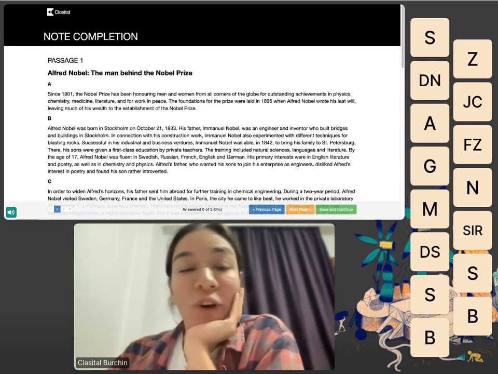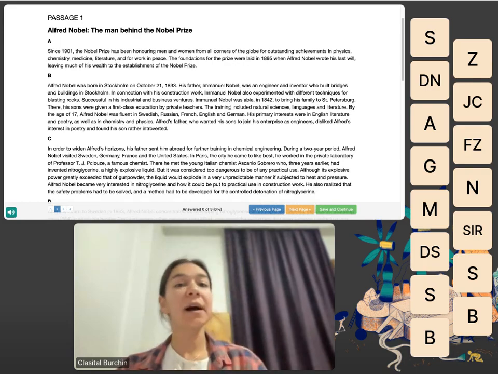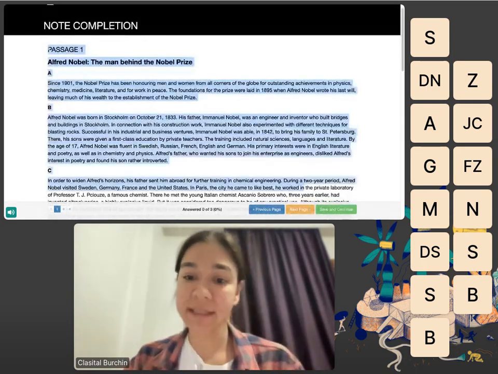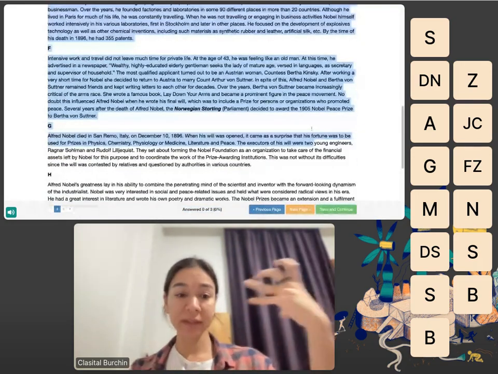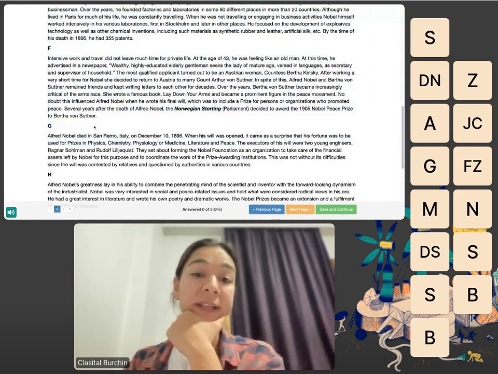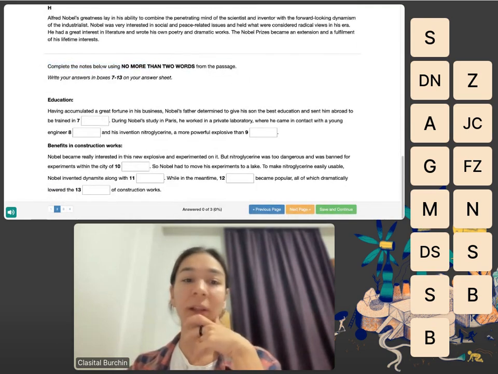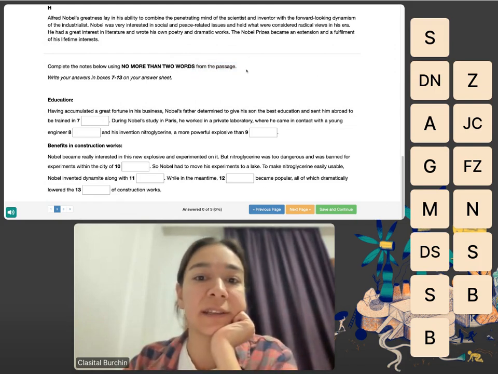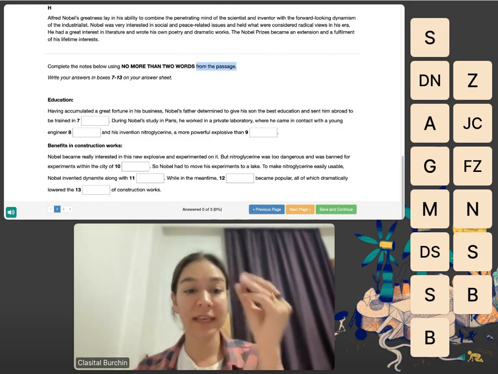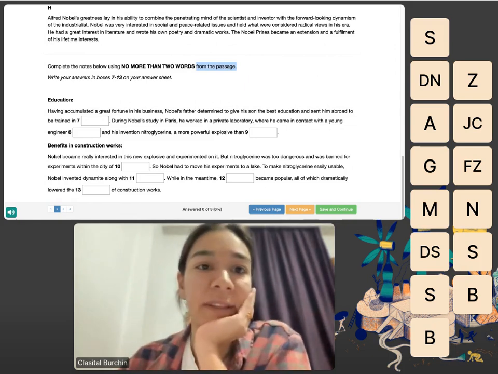First, we are going to look at the questions. We are always looking at the questions because we don't have to read the whole text to answer the question. Maybe you are going to read different parts of the text to answer different questions, but first read the question. It says complete the notes below using no more than 2 words from the passage. So we can understand that we want to use any synonyms. We will take the words from the passage. That's all.